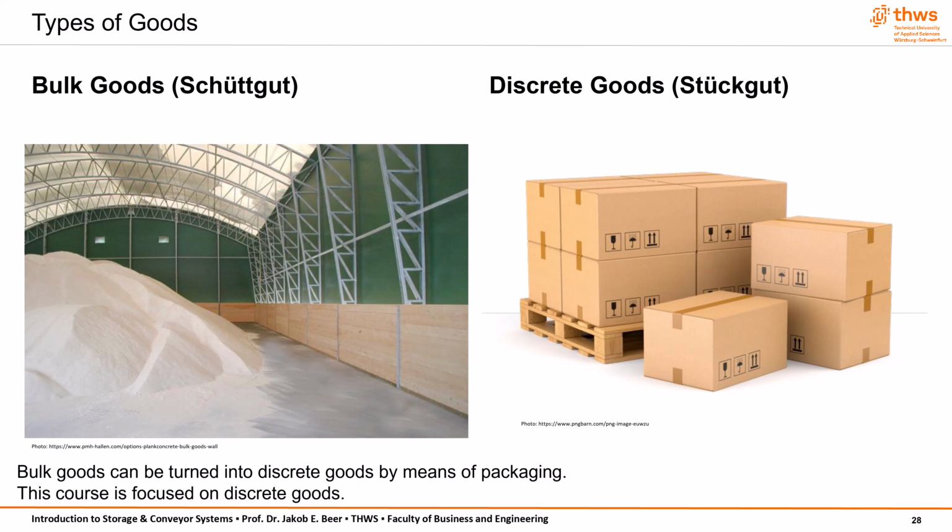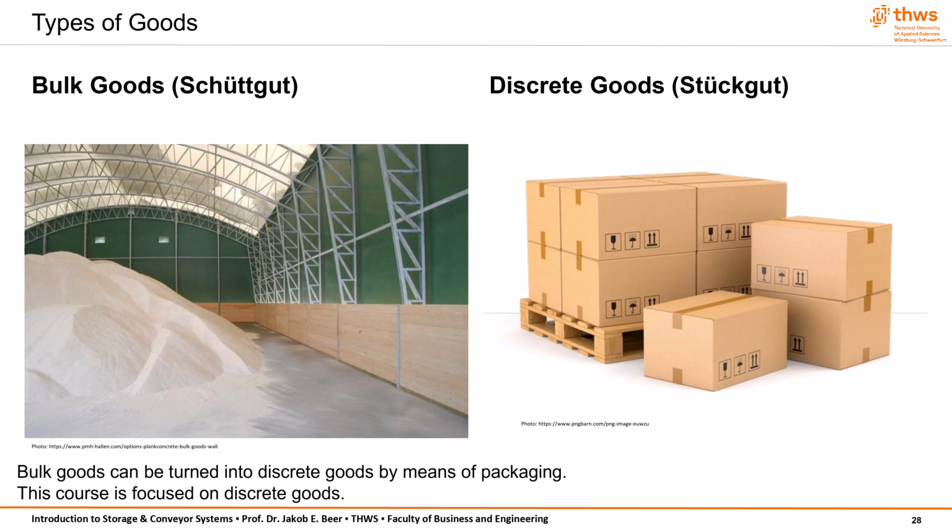On the right side, we see discrete goods, packaged items like cartons, boxes, or crates that can be handled individually or in unit loads. These goods normally can be identified, for instance with the help of barcodes or RFID. Our course focuses on discrete goods and will touch upon bulk goods only to the extent they are turned into discrete goods through packaging. The key takeaway from this slide, bulk versus discrete, is the foundational distinction.